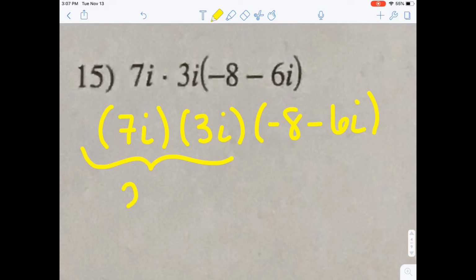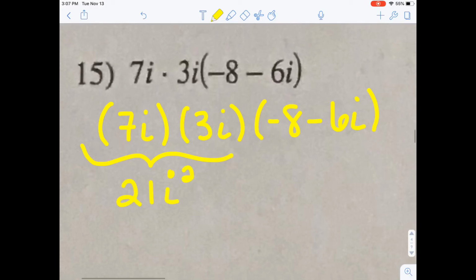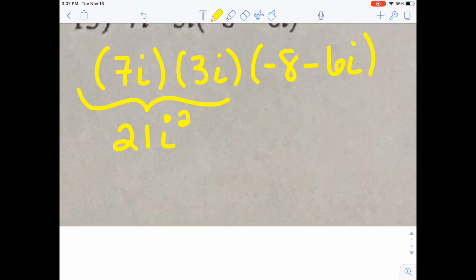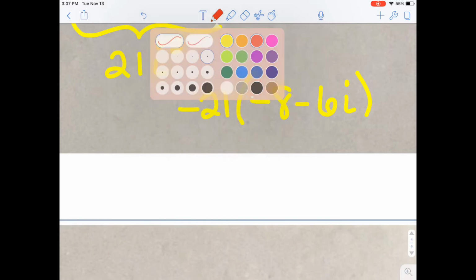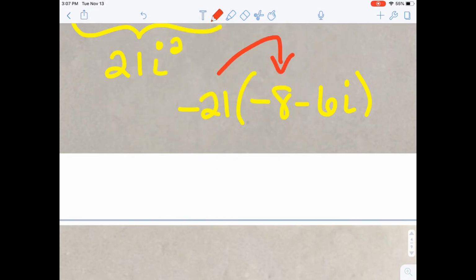7 times 3 is 21. i times i is i squared. And we said i squared is negative 1. So if I were to do negative 1 times 21, that would actually be negative 21. We're going to take that number and multiply it times the last piece that we have here. So here we go, negative 21 times 8. That's going to give me a positive number. 8 times 1 is 8, times 2 is 16.